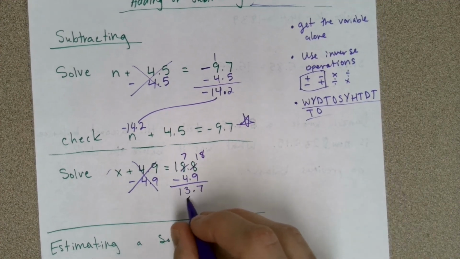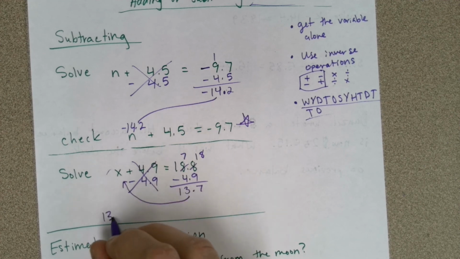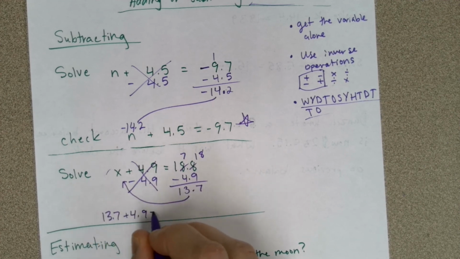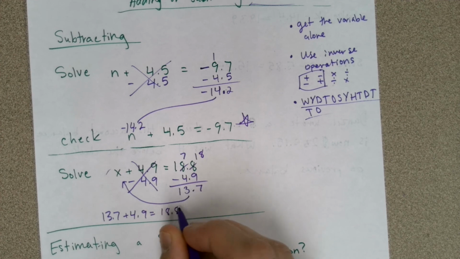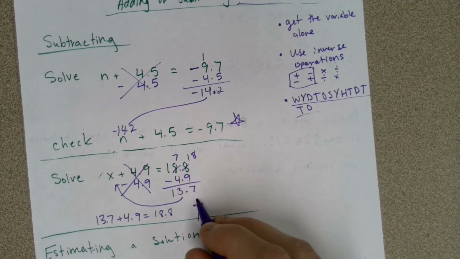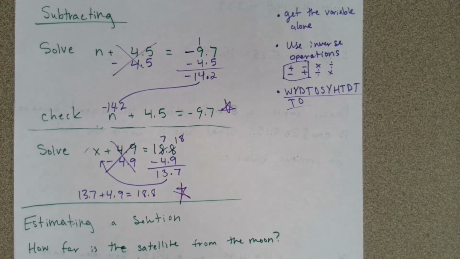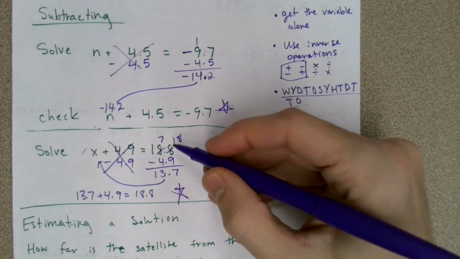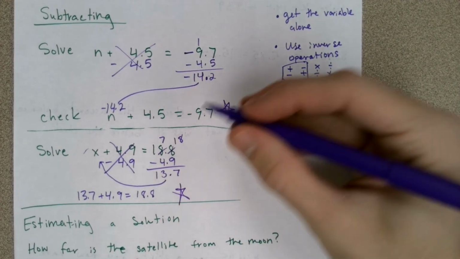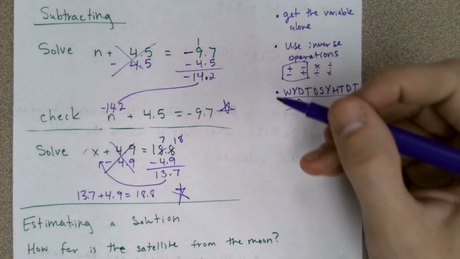13.7. We can again check that, plugging this in here. 13.7 plus 4.9 equals 18.8. Checks out. Done deal. We're using a lot of the same methods that you've seen before. Keeping that decimal in line is the most important part here. Like, notice how that decimal stays in the same spot.